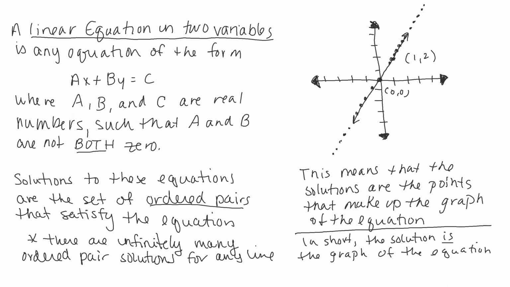Solutions to these equations are the set of ordered pairs that satisfy the equation. There are infinitely many of these ordered pair solutions for any line because lines go forever. And what we can see is that these ordered pairs that satisfy the equation are actually points on the graph of the line, and lines go forever. Therefore, you have infinitely many solutions. So in short, the solution is the graph of the equation.